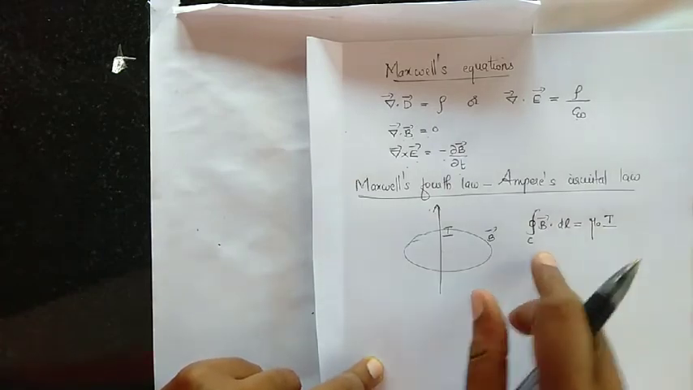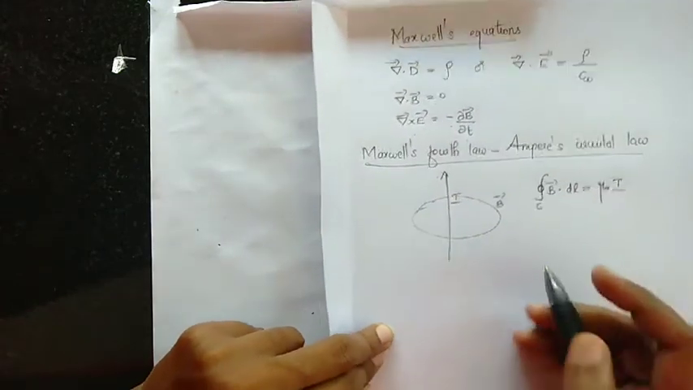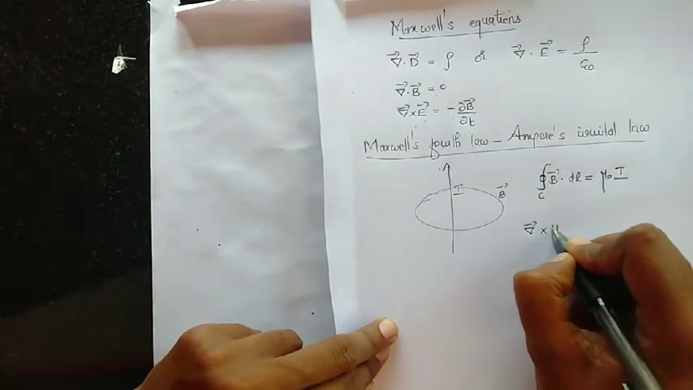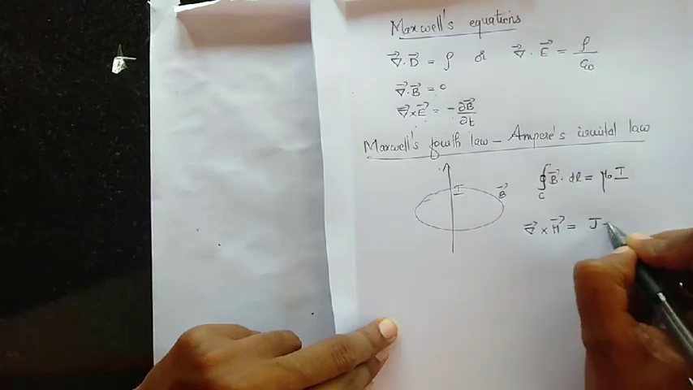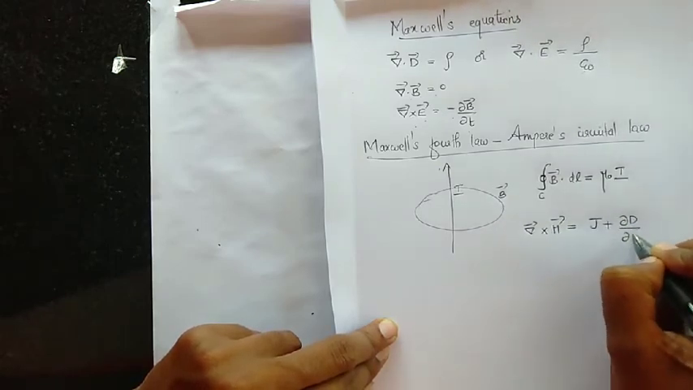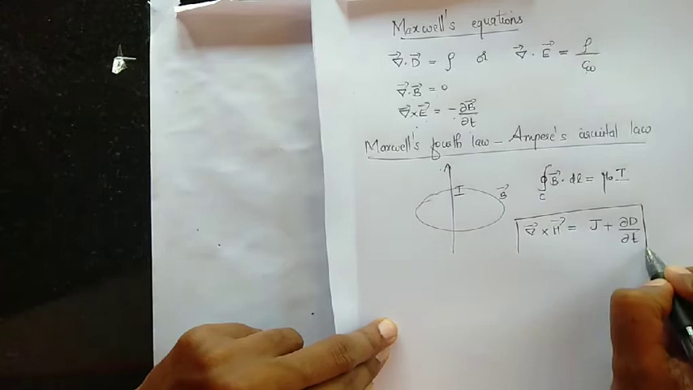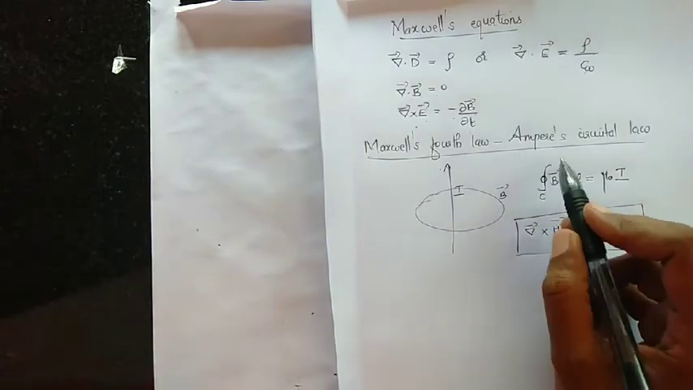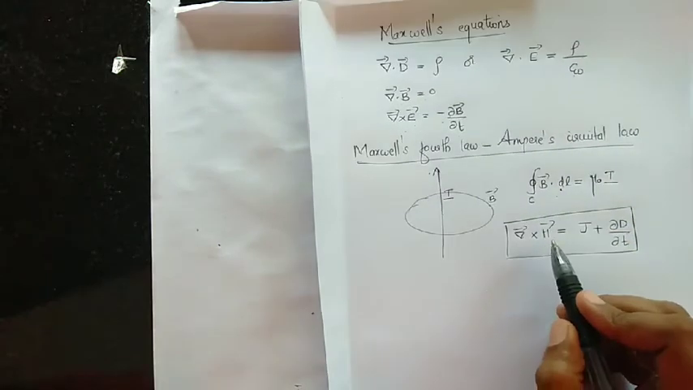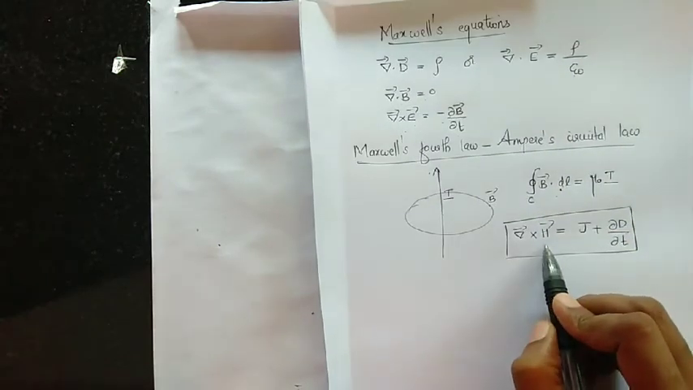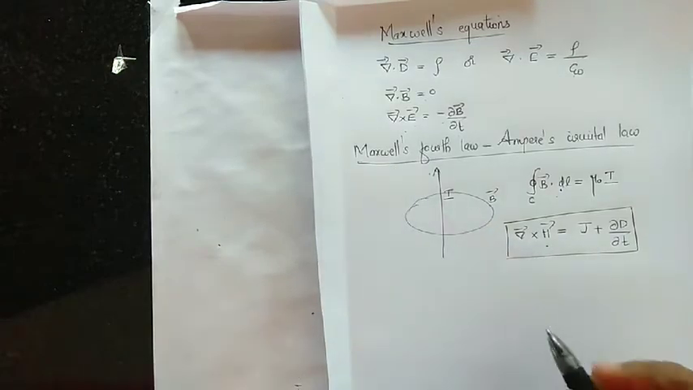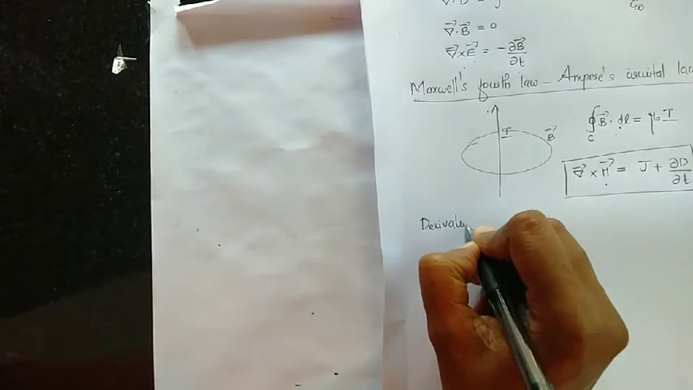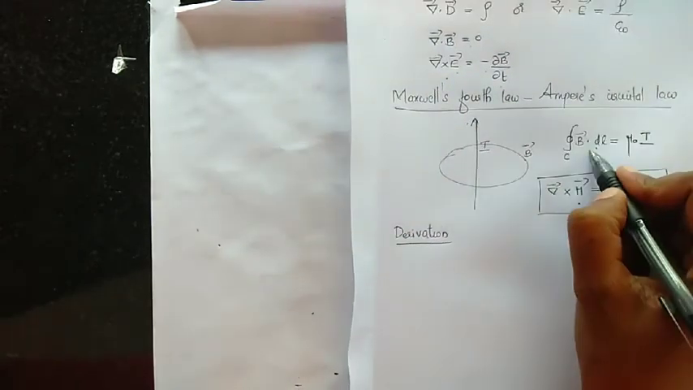But the same equation given by Maxwell looked like del cross H is equal to J plus dou D by dou T. How will you get this equation from this statement? The first mathematical equation given by Ampere was this one. How will you reach this format? That is our concern. That is Maxwell's fourth law. So for the derivation we first consider the equation given by Ampere.